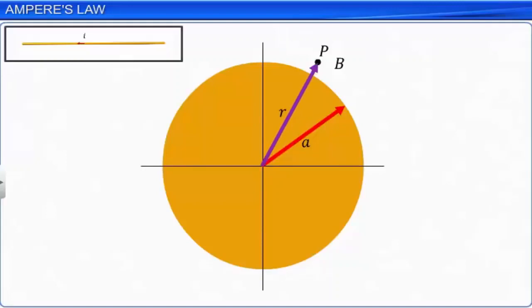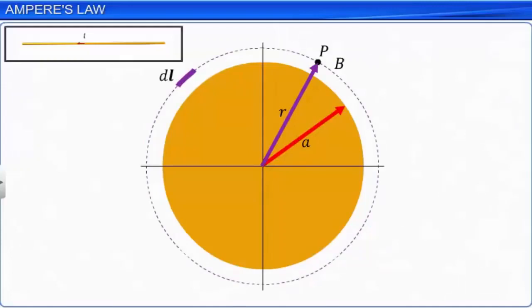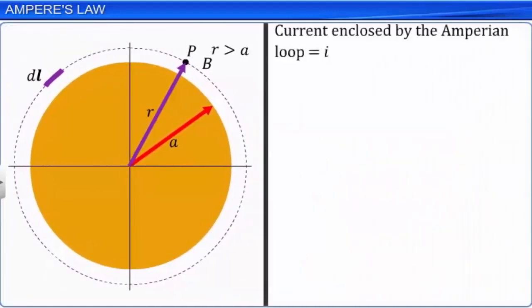Consider an Amperian loop in the shape of a circle, concentric with the cross-section of the wire and having radius R, such that R is greater than a. The current enclosed by the Amperian loop is I, and the total length of the Amperian loop is equal to 2 pi R. That is, integral over the closed curve C dl is equal to 2 pi R. Let this be equation 6.